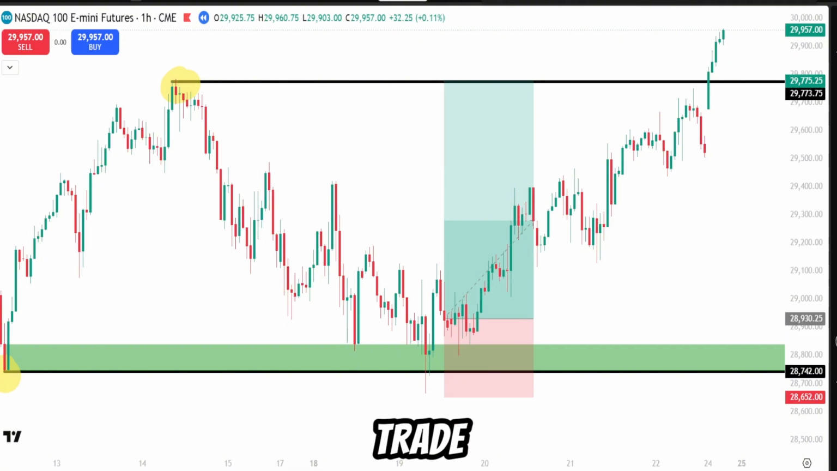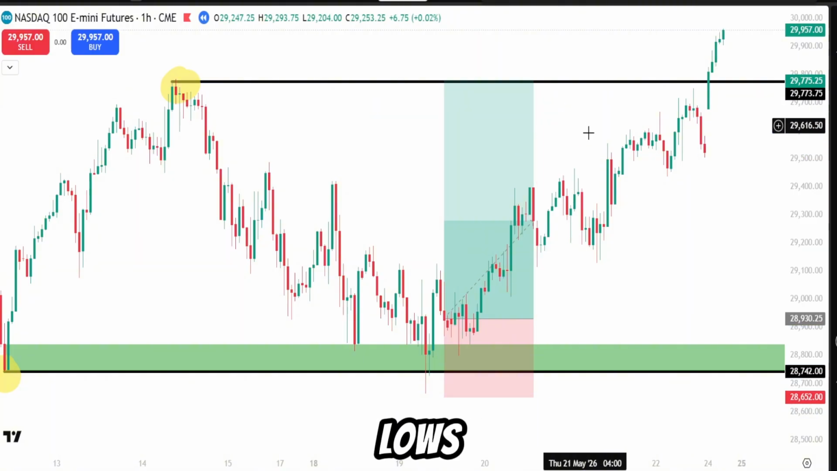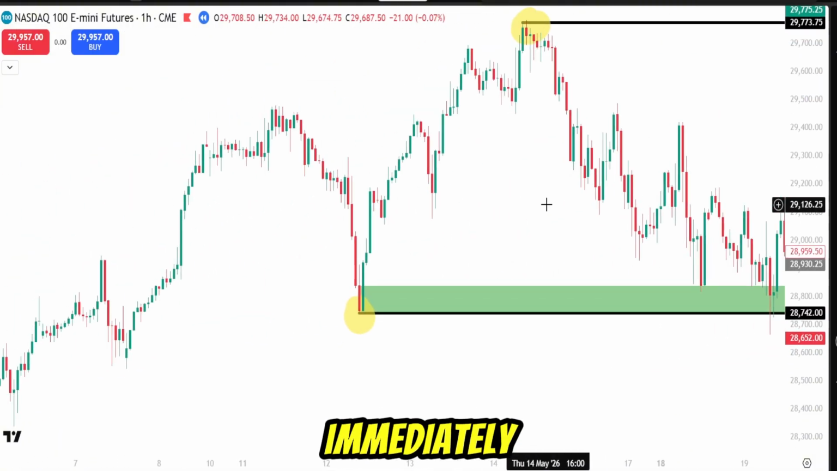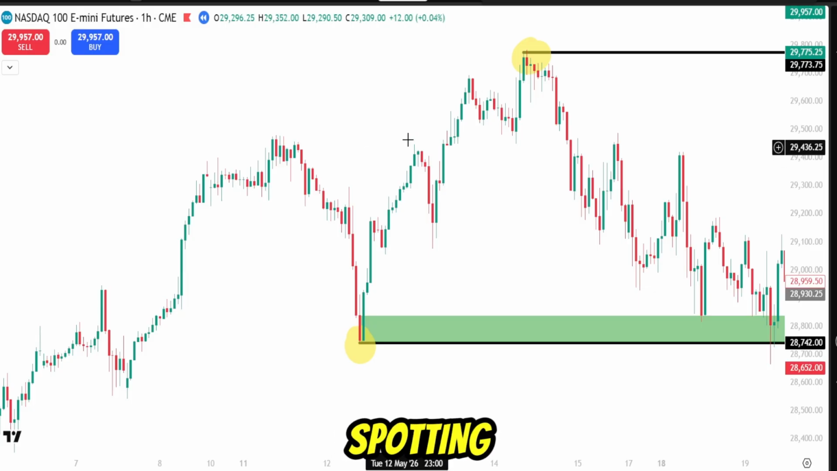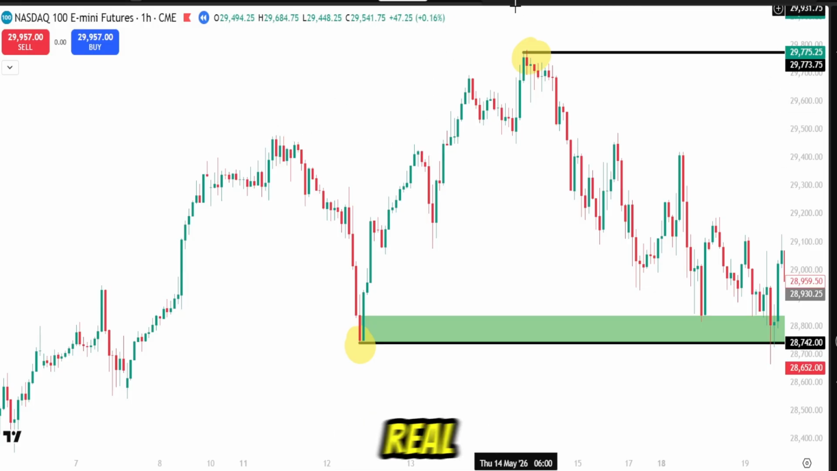Call to action. Now before you trade this live, go to TradingView. Pull up any chart and just start looking for wicks that spike below swing lows or above swing highs and immediately reverse back. Start spotting them. Study what they look like. Do that for a week before you put any real money on it.